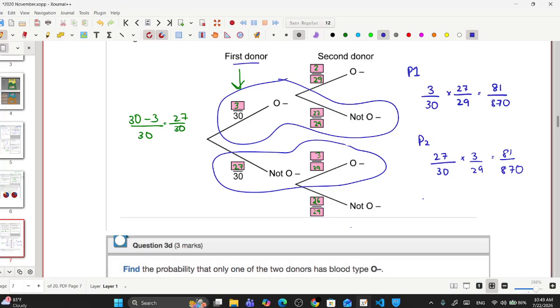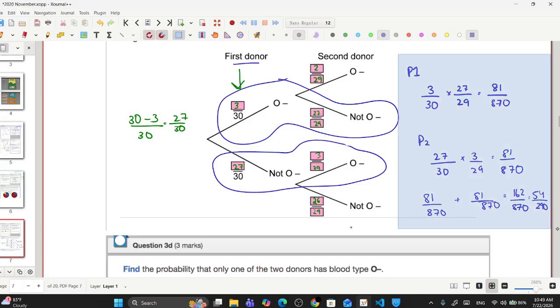If we were to add both of them together, 81 over 870 plus 81 over 870. So why are we adding them both together after multiplying? Because we're supposed to find the total probability. So this becomes 162 divided by 870. And if we were to divide this by, let's say 3, we would get an answer of 54 over 290. And this is going to be our final answer.